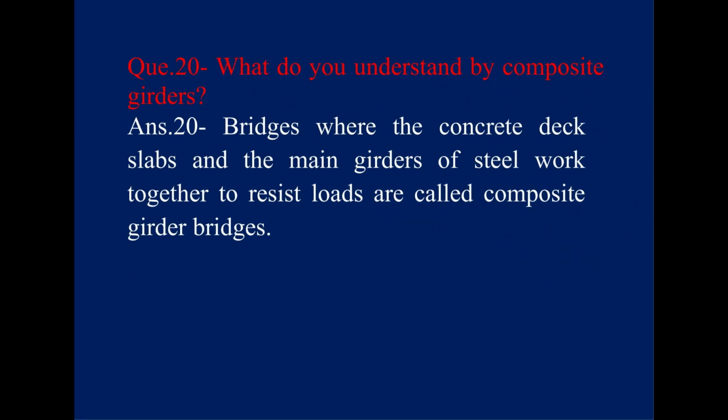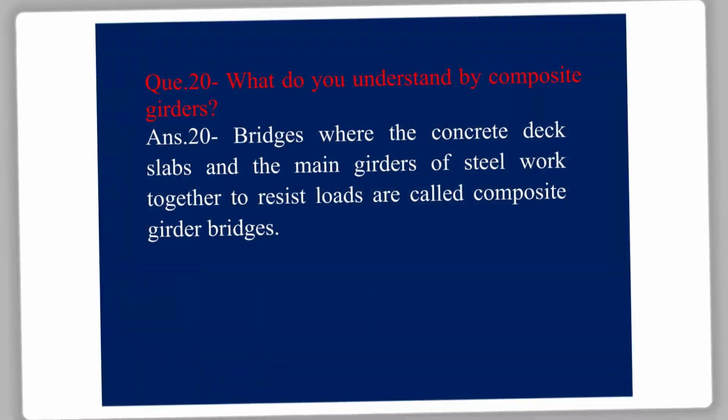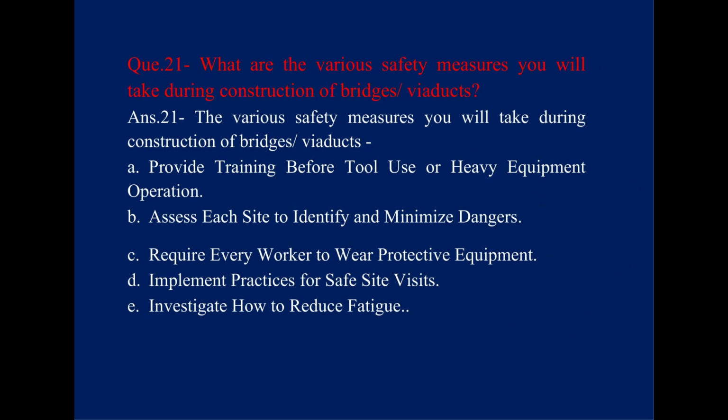Question: what do you understand by composite girders? Answer: bridges where the concrete deck slabs and the main girders of steel work together to resist loads are called composite girder bridges. Question: what are the various safety measures you will take during construction of bridges, viaducts?